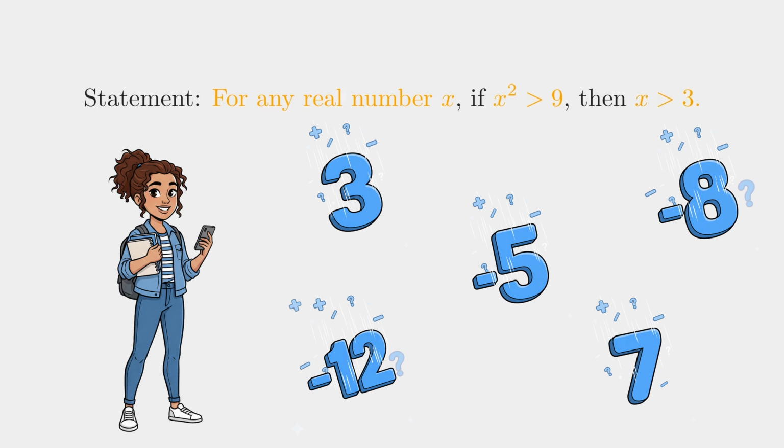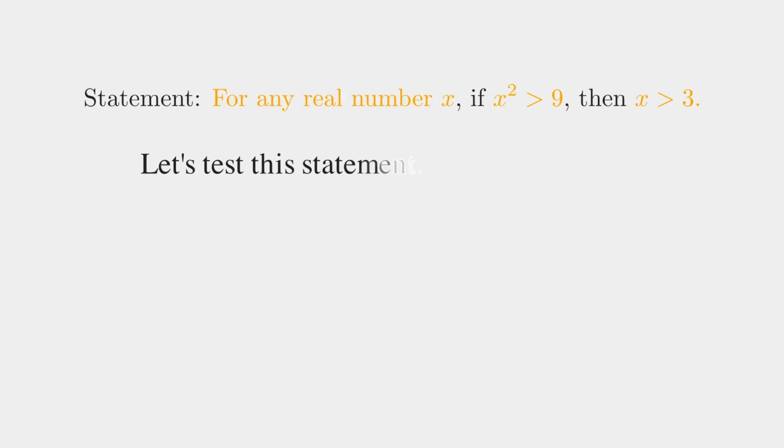This seems direct at first. If we think of numbers like x equal 4 or x equal 5, it holds true. Now 4 squared is 16, which is greater than 9, and 4 is greater than 3. But the statement says for any real number x. This includes negative numbers. So let's test a negative number like x equal to minus 4.